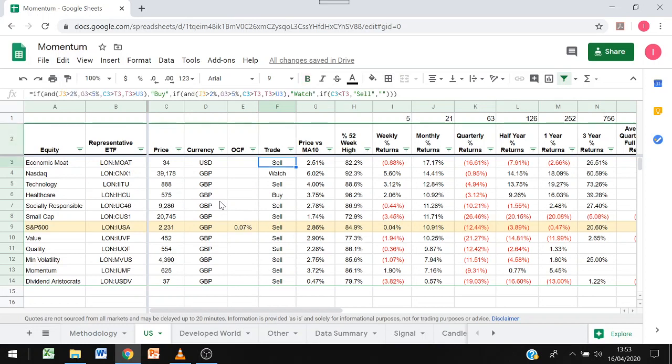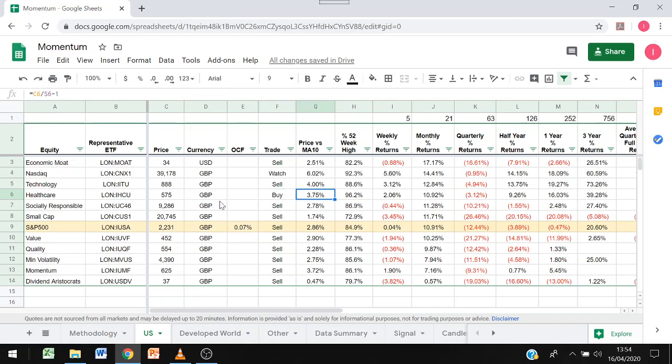So if I go to the US, we see here that most of the ETFs are sell because of the price being below the 50-day moving average and the 50-day moving average being below the 200. We have NASDAQ on the watch list. That's because it's a bit overextended currently, because the price is 6% above the 10-day moving average. There's a buy for healthcare, and then all the rest are sell.